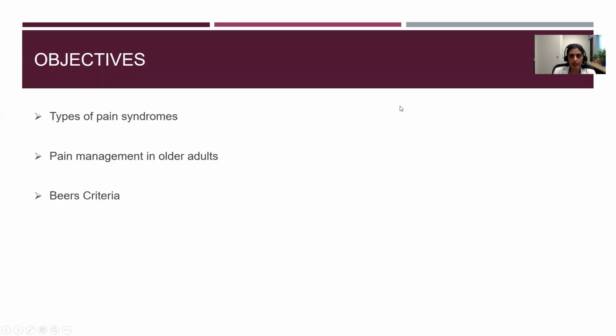So our objectives today are going to be to talk about different types of pain syndromes, and then how do we go about managing pain in older adults. And then we'll go over a criteria called Beers criteria, which is very important in the world of geriatrics. We use that time and again to identify medications that are potentially inappropriate for older patients. And I'll go over that at the end of the presentation today.